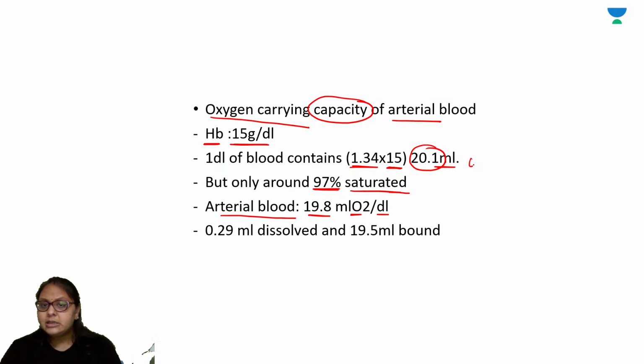Is it clear? So these are also the questions which are asked. Did you understand how arterial blood has 19.8 ml of oxygen per deciliter? So the oxygen carrying capacity of arterial blood is 19.8 ml of oxygen per deciliter. This is also a question. Out of this, how much is the dissolved form? 3%, that is 0.29 is present in the dissolved form, and 97% is present in the saturated form, that is 19.5 ml is in the bound form to hemoglobin.